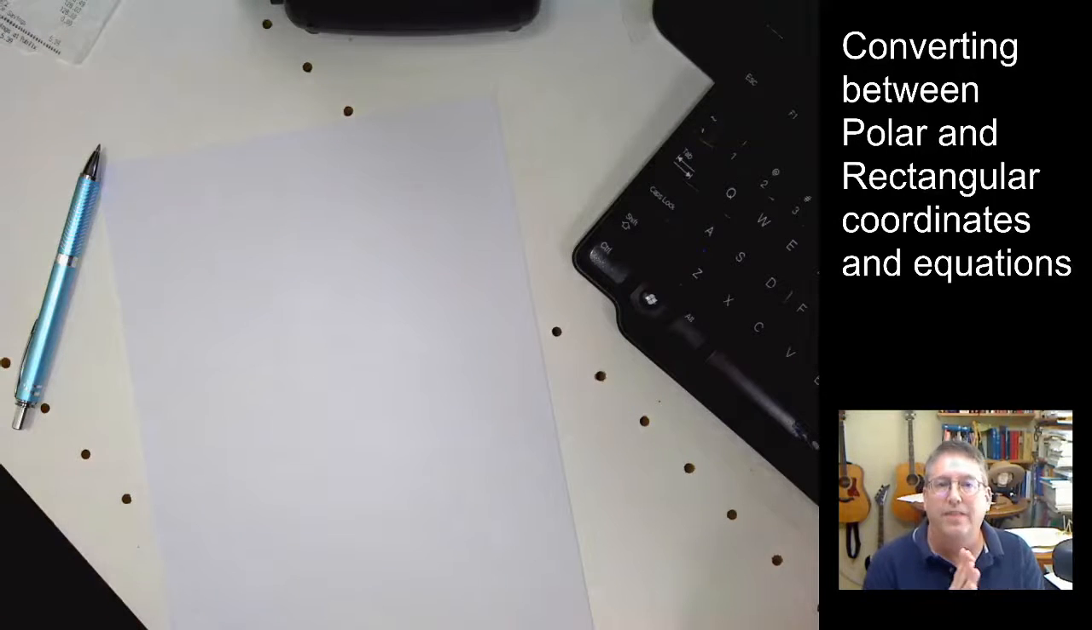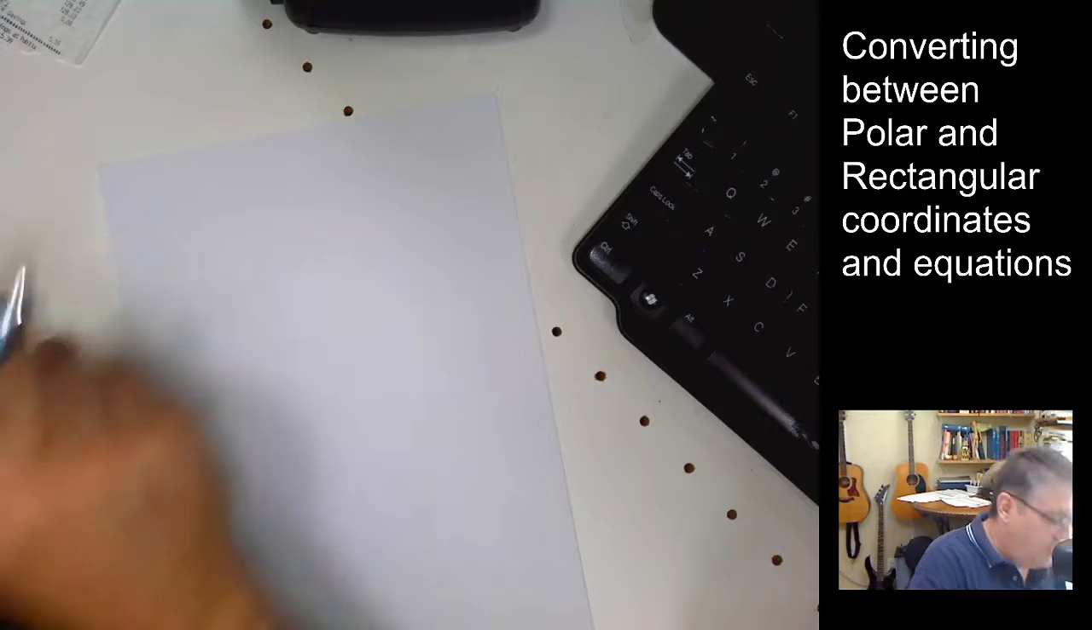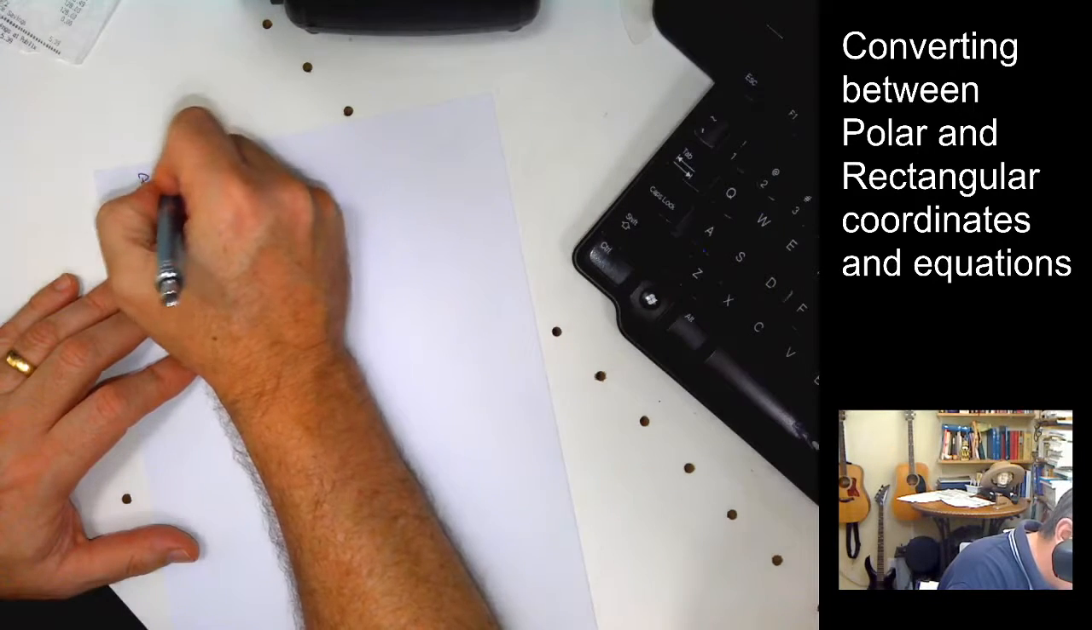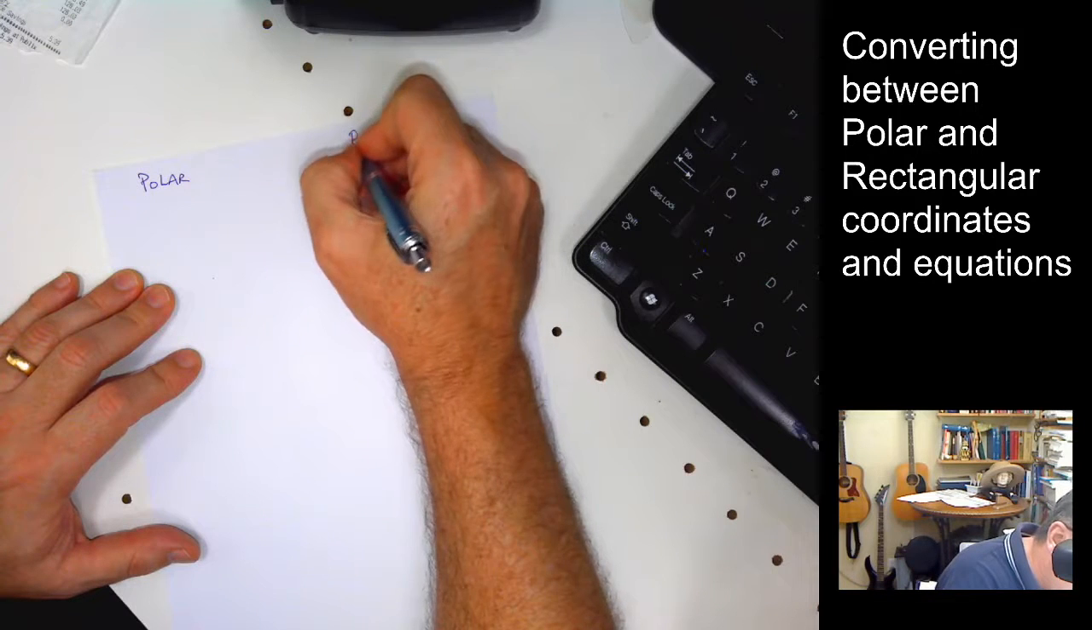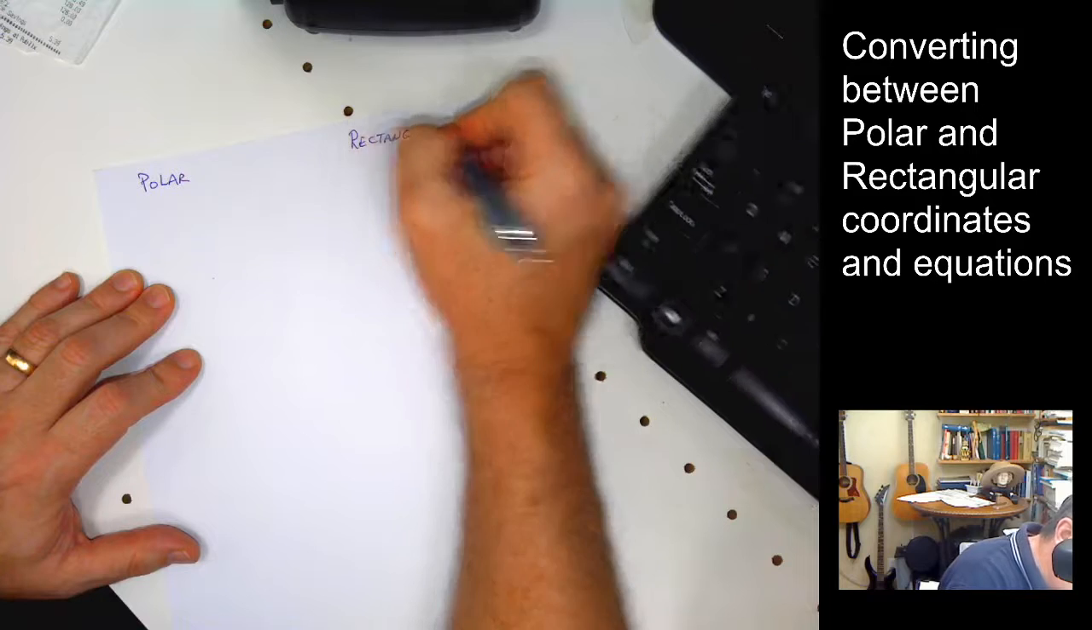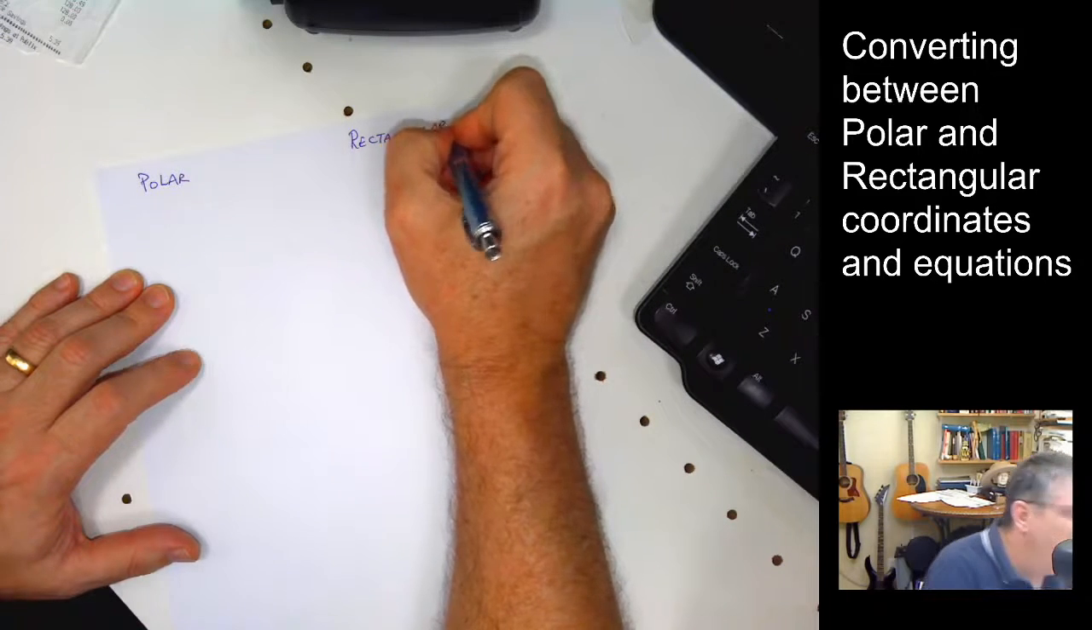Right, so today in this video we're going to talk about converting between polar and rectangular coordinates and equations. Let's get started. All right, so we're going to say polar right here and rectangular because that's what we're going back and forth between, and we'll just review what each of those are.